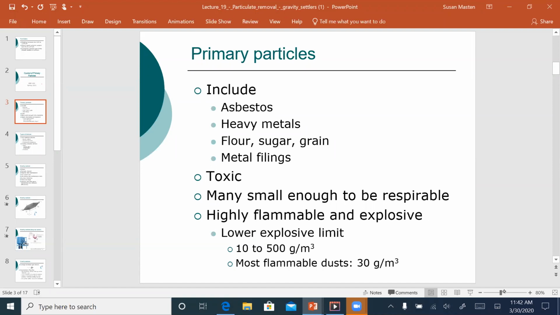So we're just concerned about these for a number of reasons. They're toxic. Many can be small enough to be respirable so that you can breathe them in. They make it all the way to the lungs. And one of the biggest problems is that they're highly flammable and explosive.